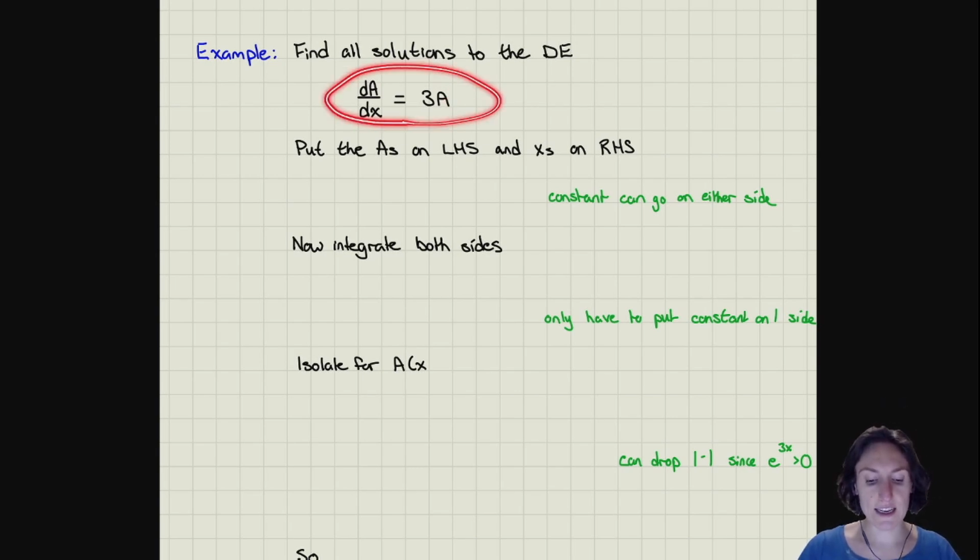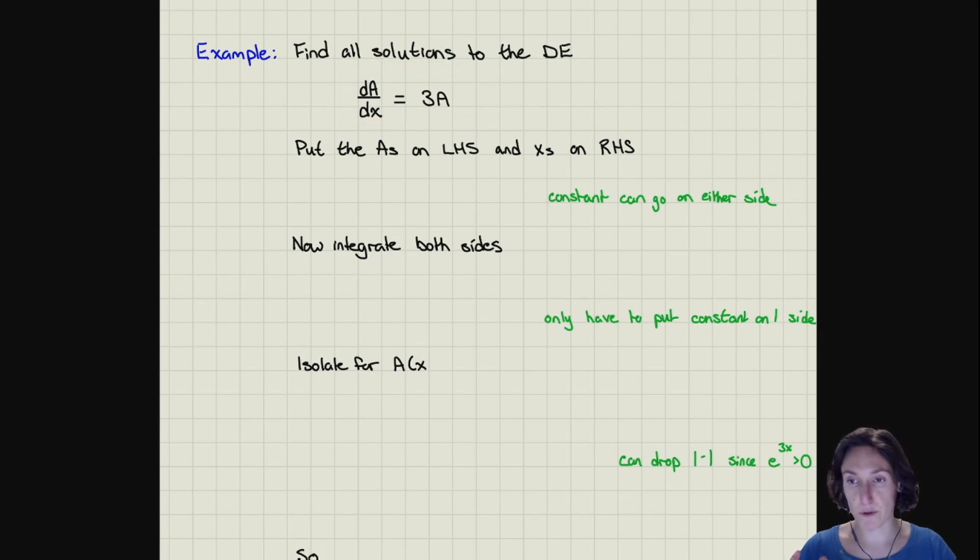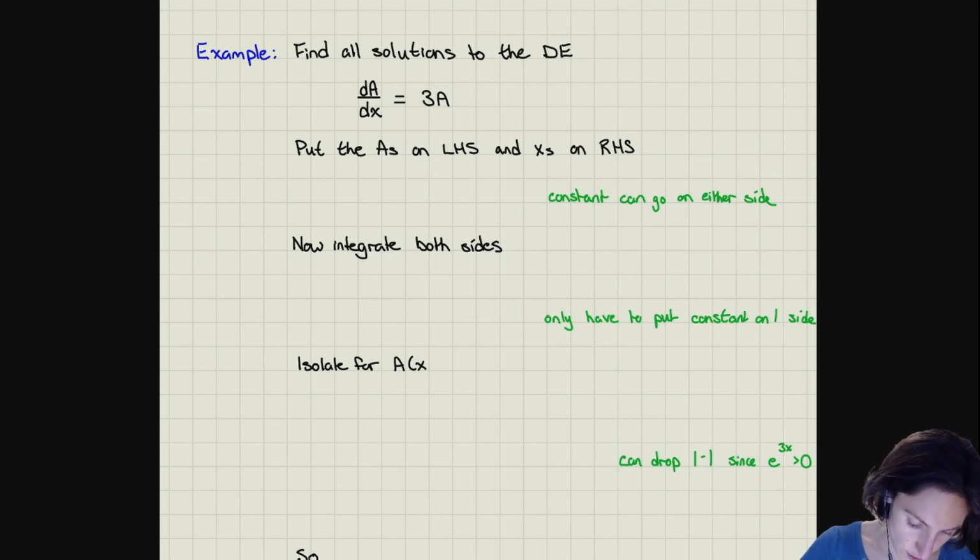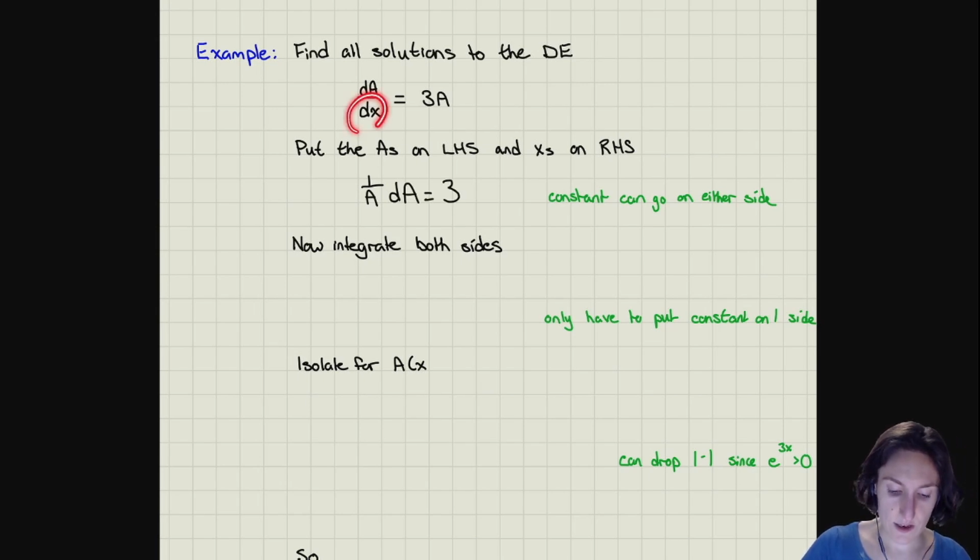So we're going to take this and we're going to do separation of variables. What does that mean? I'm going to cross multiply my dx. I'm going to divide by my A, and then I'll have all my A's on one side and all of my x's on the other side. Okay, so we're going to go 1 over A on the left, and then I'll keep my dA here, and then I have 3, and then I cross multiply that dx.